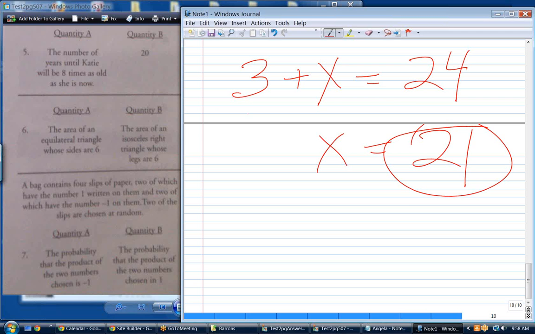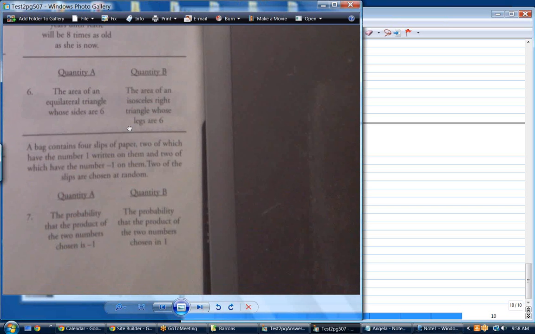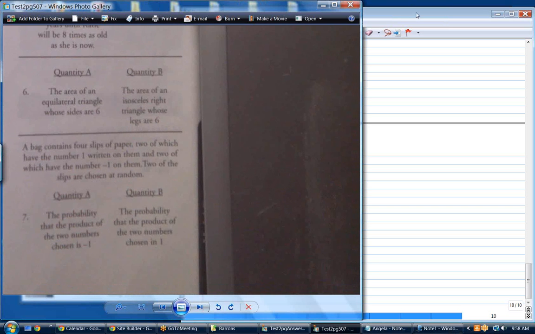The other way is to just plug 20 in and figure out that that's only 7.8 times as old as she is now. The only problem with doing it that way is you have to be very certain that you need to increase this number in order to get it to be 8 times. The algebraic way is a little safer, but most of the time it's not that difficult to deduce which way you have to go. Okay.